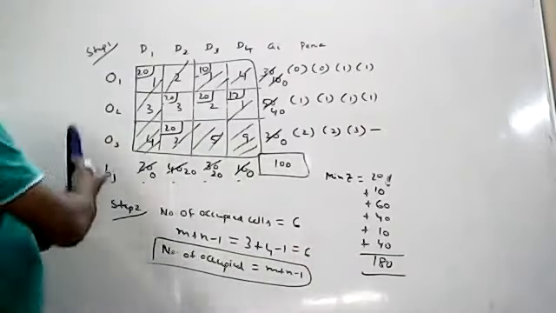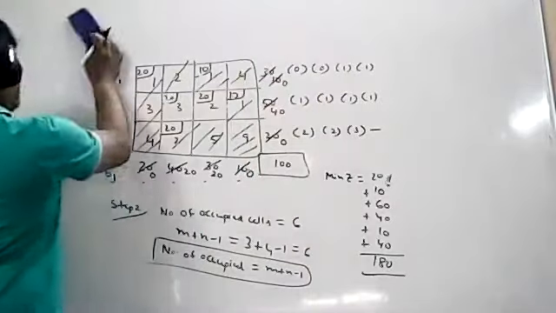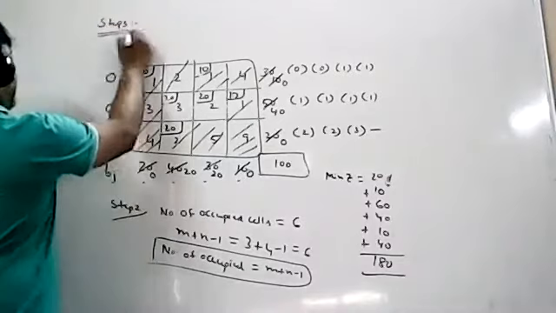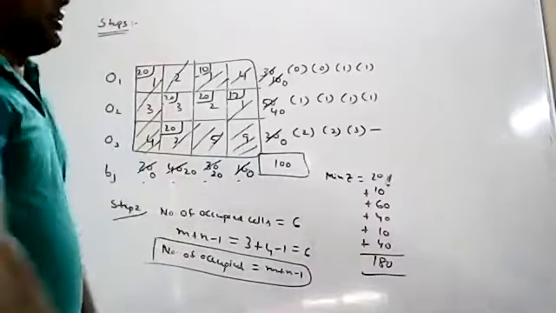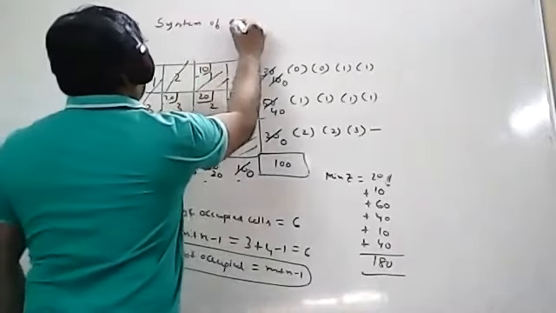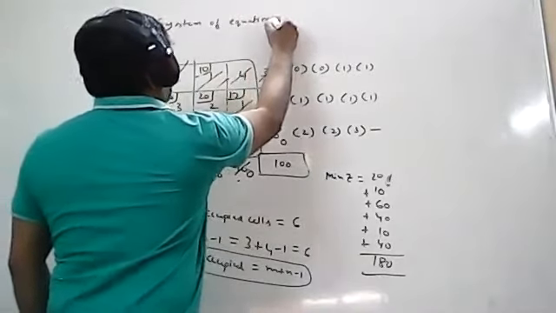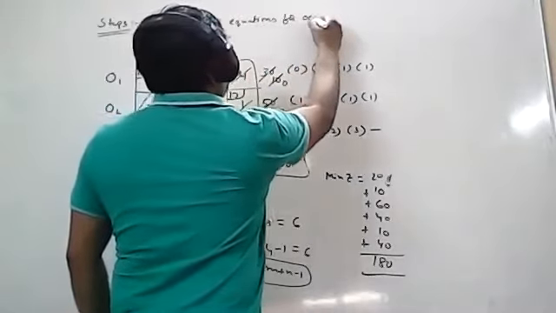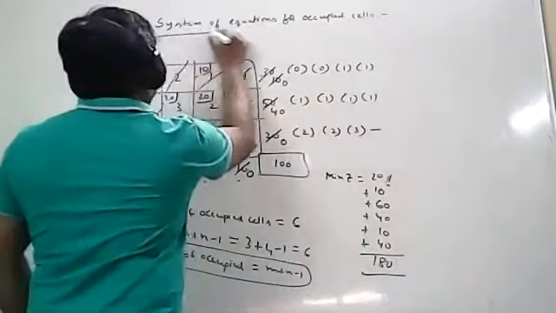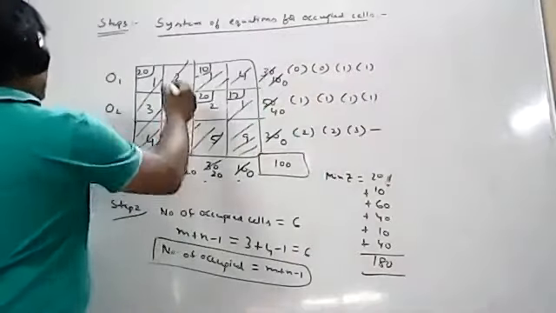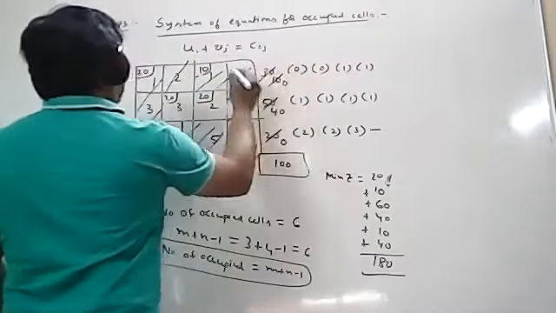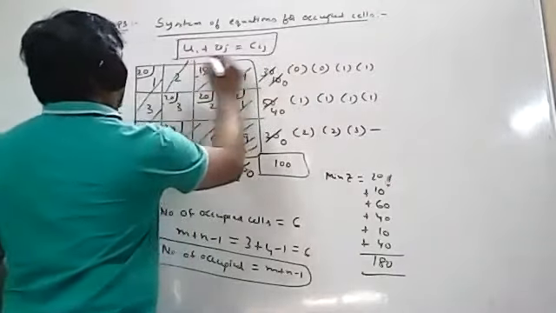Step number 3, I will write step number 3 here. So what is step number 3? Step number 3 is nothing but the system of equations for occupied cells. You have to calculate for occupied cells only. You know the formula. What is the formula? Ui plus Vj equal to Cij.